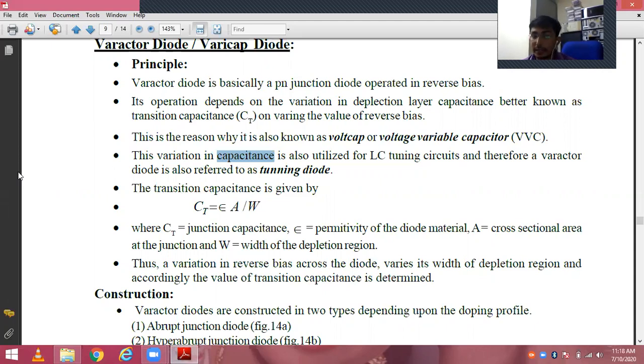Thus, we can say that a variation in the reverse bias will cause a variation in the width of the depletion region, and by changing the width of the depletion region, the capacitance will change. So this is the Varactor diode principle, where the transition capacitance is given by the variation of the depletion layer.